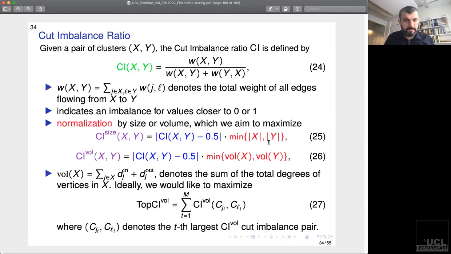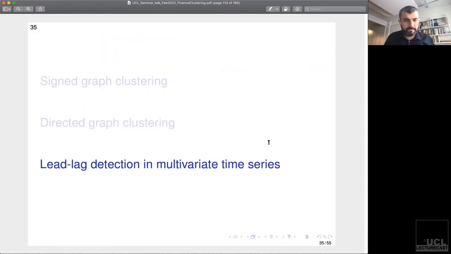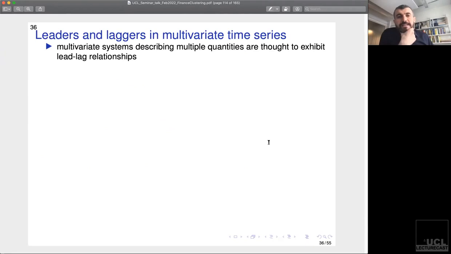Okay, so now let me just skip to the last part that perhaps is the most interesting for many of the people in the audience. We want to be looking at detecting lead-lag relationships in multivariate time series data. A lot of the times when you deal with multivariate time series, you have a reason to believe that these quantities exhibit some sort of lead-lag relationships.